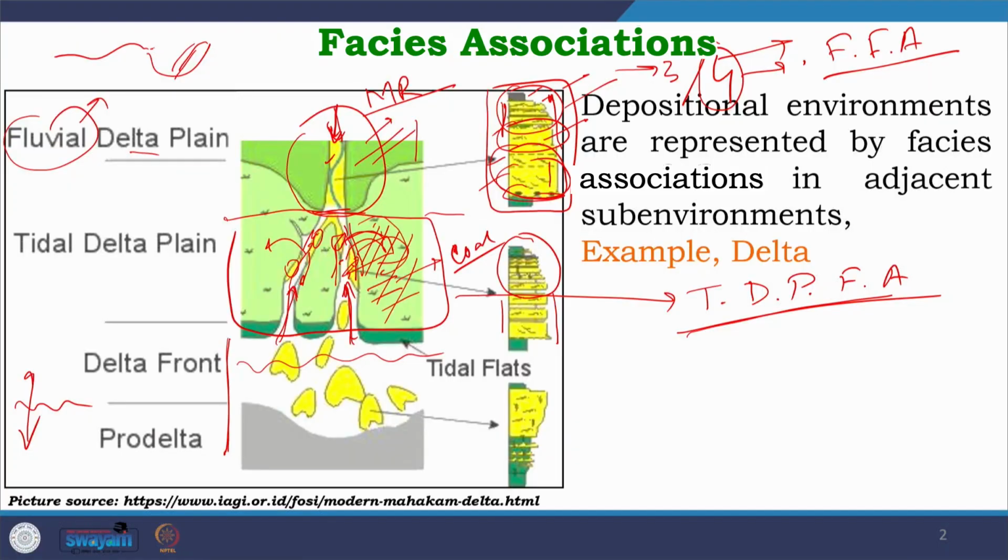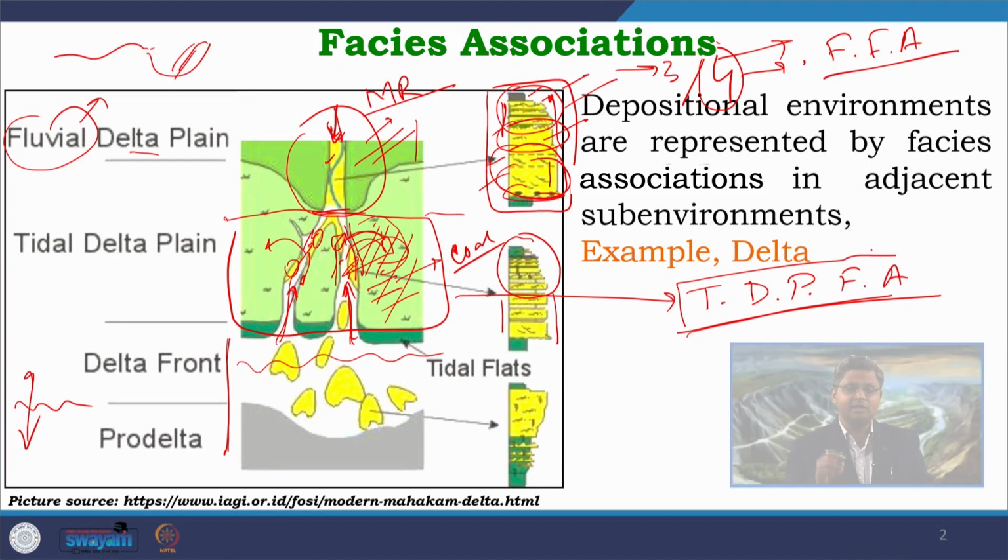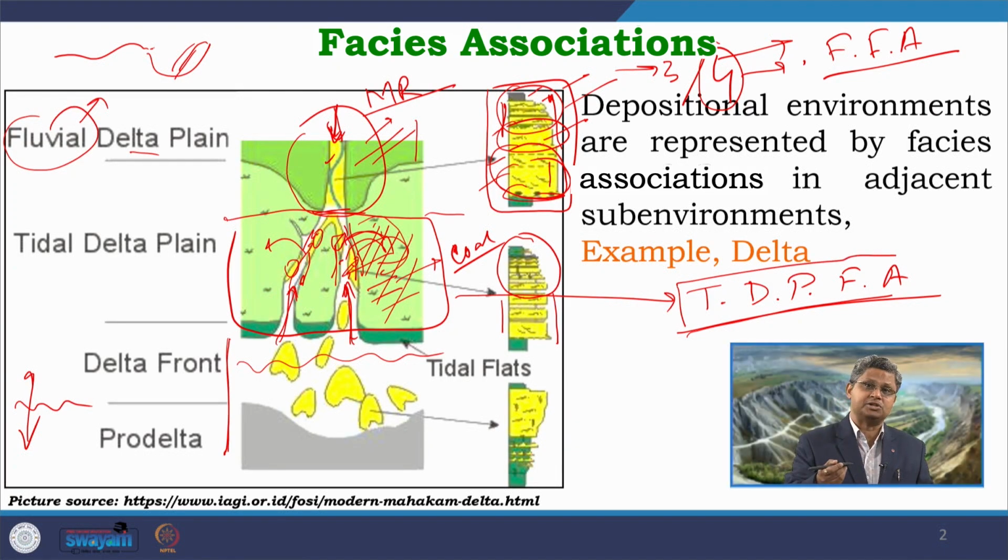When I combine all these facies types together, what I am getting is an idea about the tidal influence within the fluvial system, and that is giving me a clue that possibly I am looking at a tidal delta plane system.